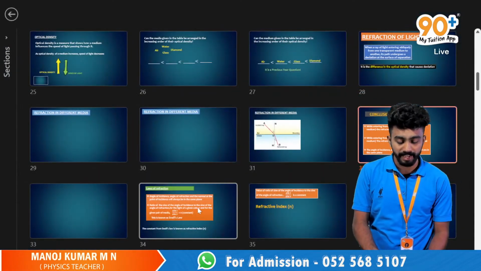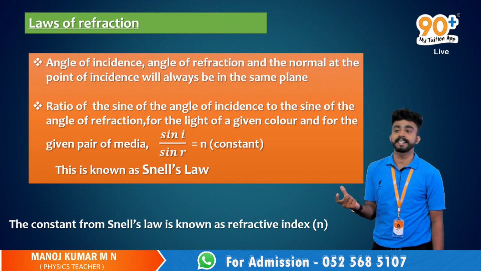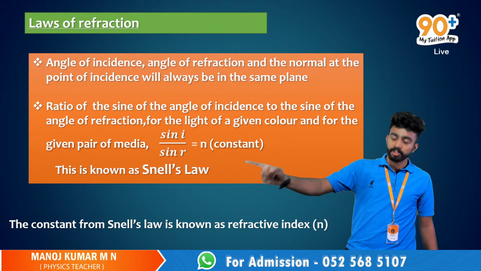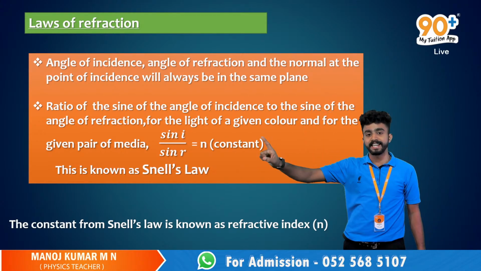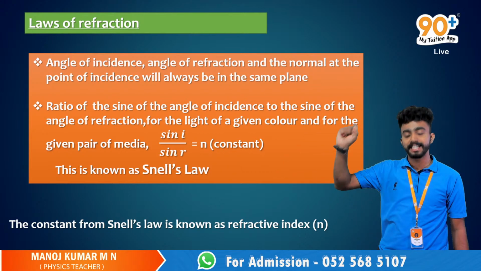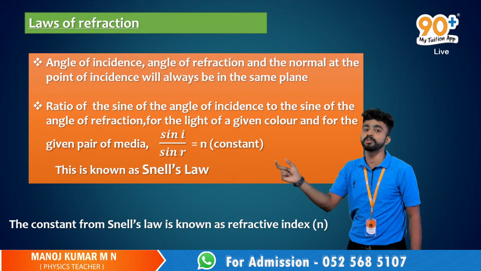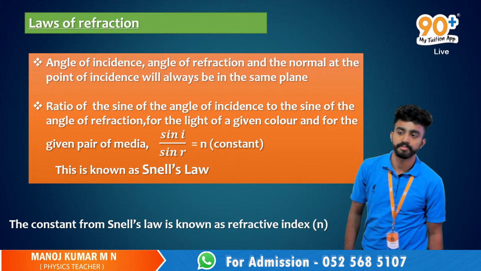And after that we have learned about the refractive index. We can get the refractive index using Snell's law, that is, with respect to the angle of incidence and angle of refraction, if we consider the sine of them, we'll get a constant value. That constant value is the refractive index. So that also comes under the laws of refraction.